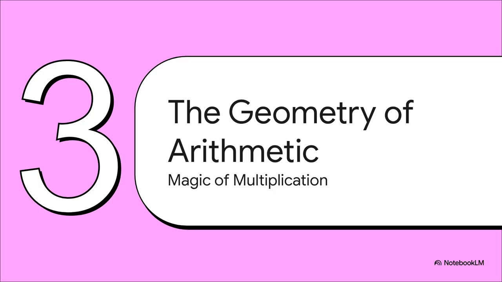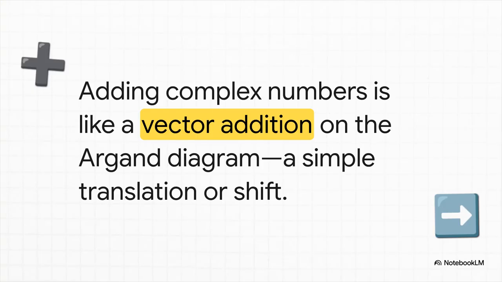This new 2D perspective reveals something absolutely incredible. It turns out that doing math with complex numbers isn't just about following some abstract rules. No, they're actual geometric transformations that you can literally see. Let's start with addition. That's the easy one. Adding complex numbers? It's really just like picking up the point on the graph and shifting it around. It's a simple translation. That's it.